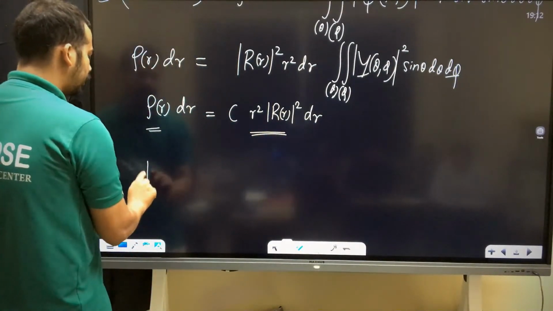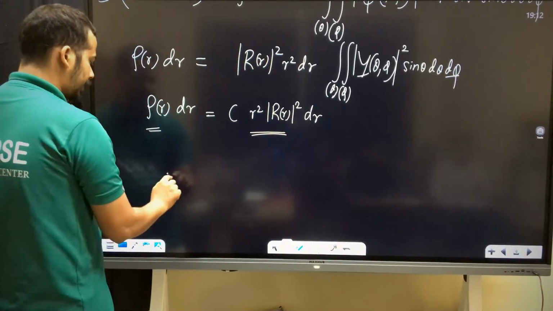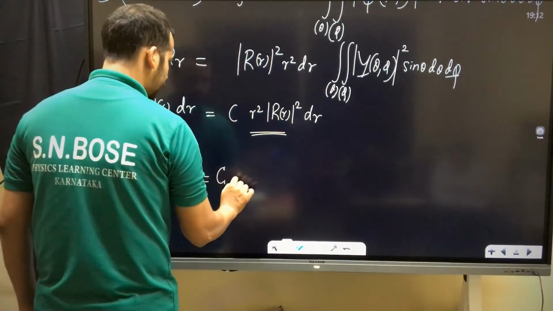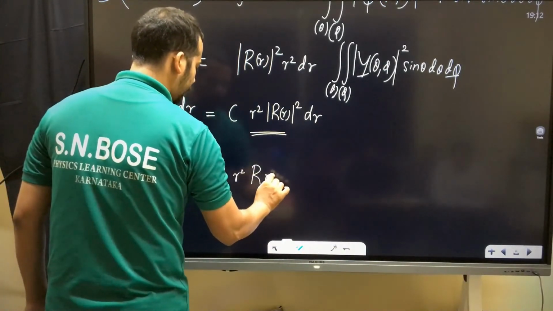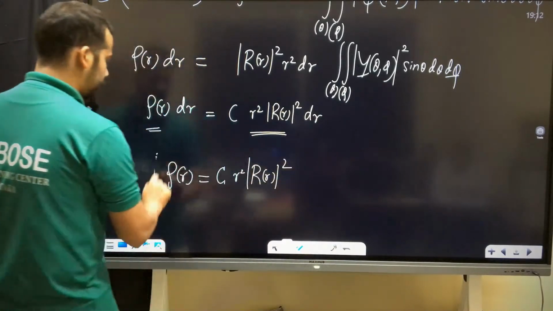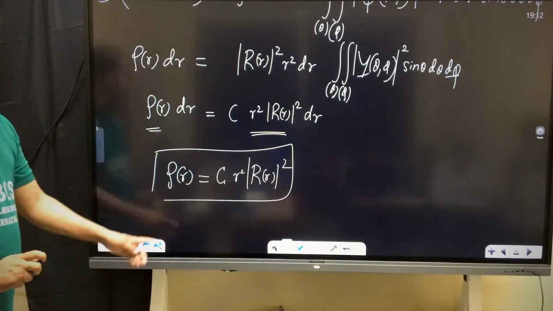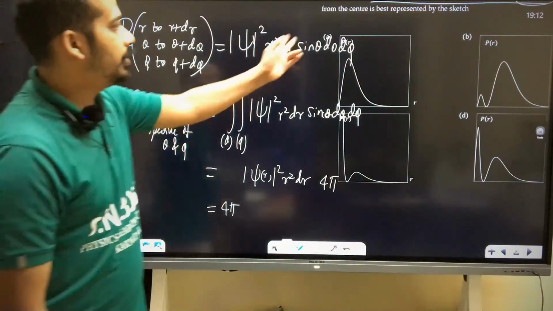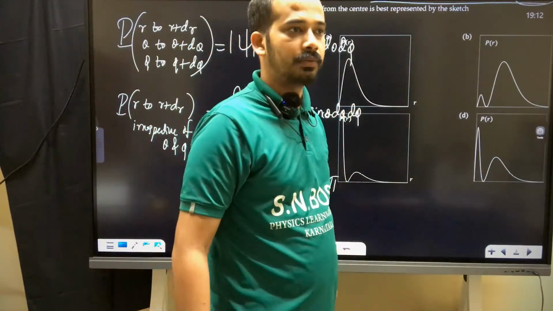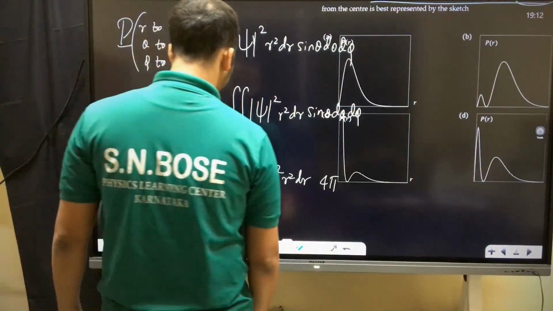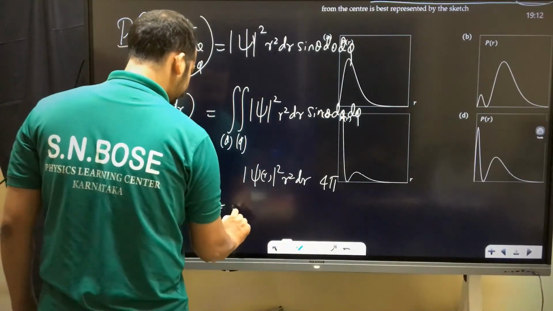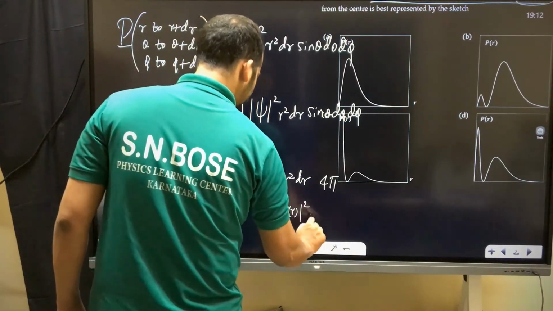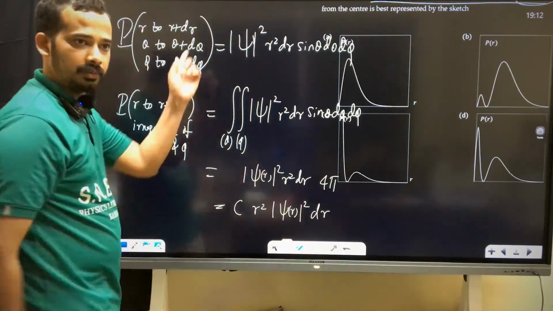I mean, he will write p of r, I'll write rho of r. That is equal to r square into some constant into R of r the whole square. This is the radial probability distribution. I don't know if the word is right or not. Whatever p of r he is talking about, that is that one actually. Now simply r square into constant into r square into mod psi r the whole square dr, because here there is no spherical harmonics in this question.